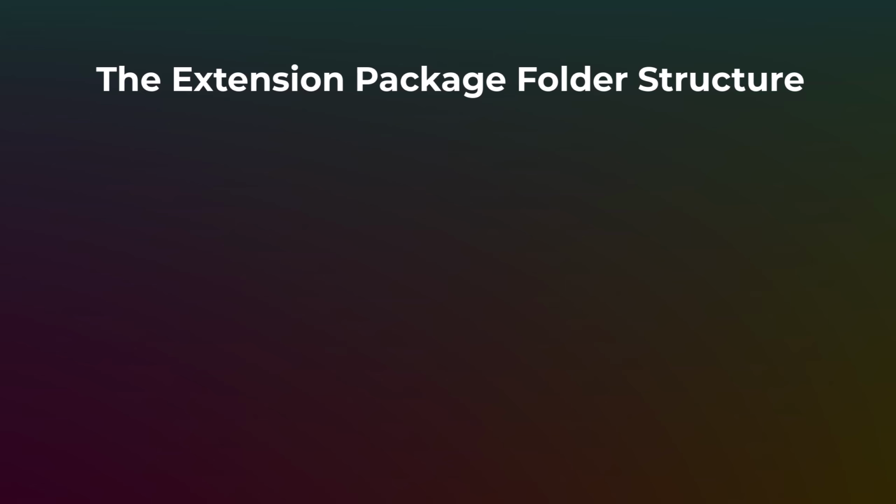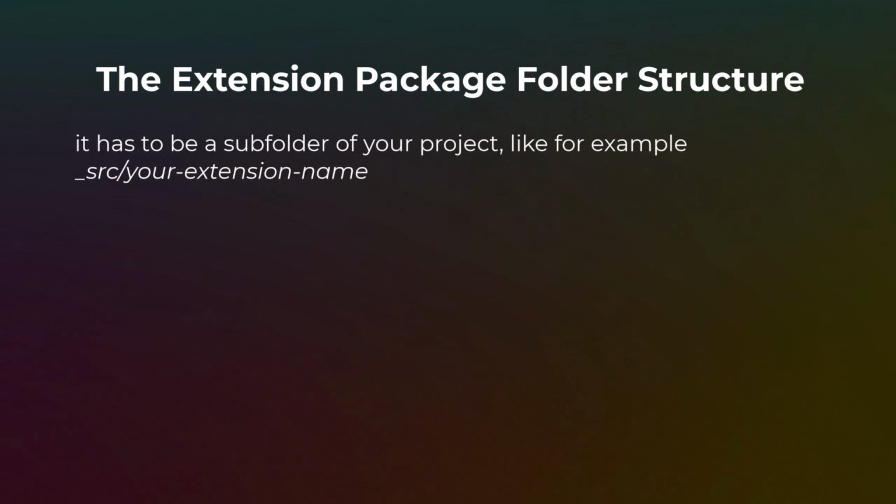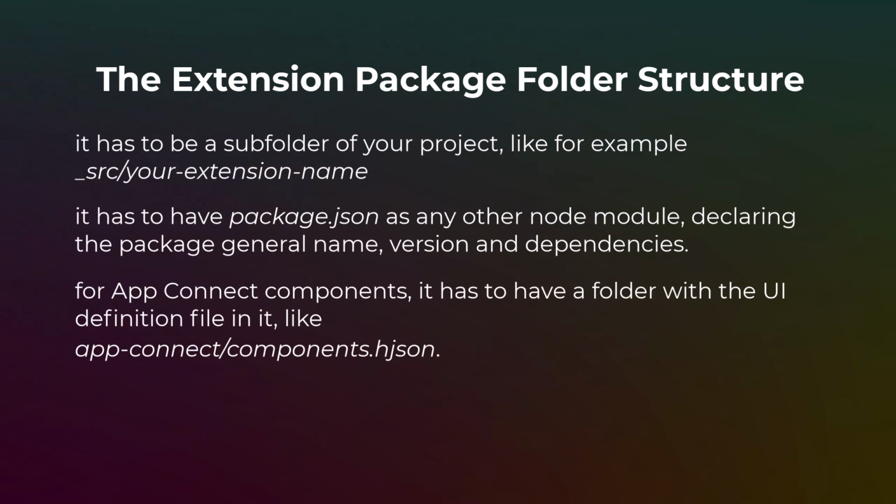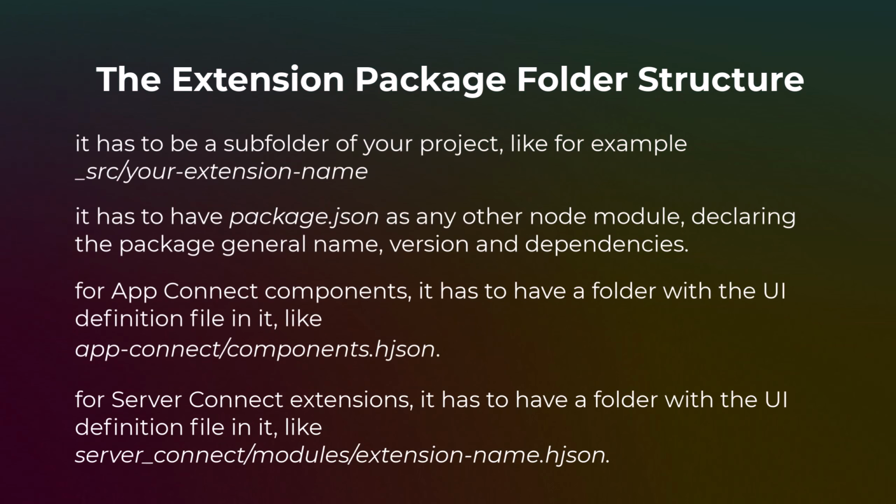The extension package folder structure. You can choose your own folder structure for the extensions, with just a few requirements. It has to be a subfolder of your project, like for example _src/your extension name. It has to have package.json as any other node module, declaring the package general name, version and dependencies. For App Connect components, it has to have a folder with the UI definition file in it, like appconnect/components.hjson. For Server Connect extensions, it has to have a folder with the UI definition file in it, like server_connect/modules/extensionname.hjson.